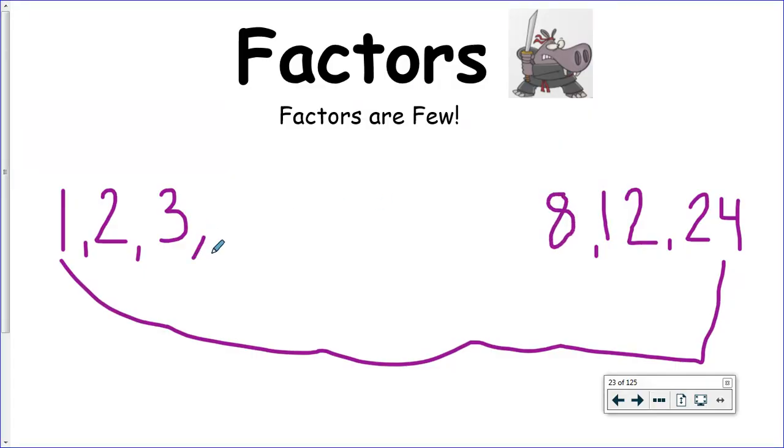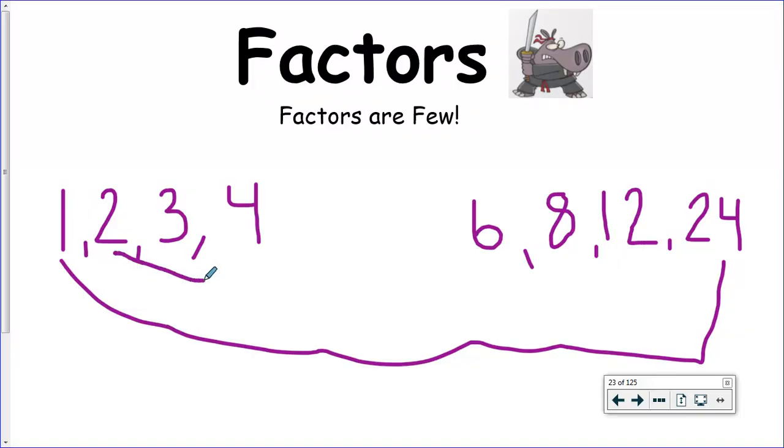Okay, we just keep going. Does 4 go into 24? It does. 4 times 6 is 24. And the only number that would fit in here would be 5. And 5 doesn't go into 24, so we know we're done.